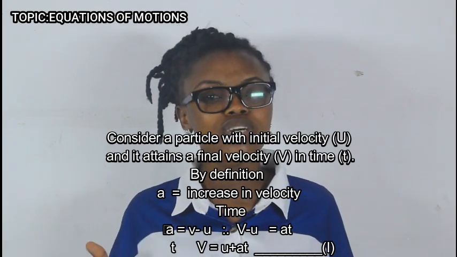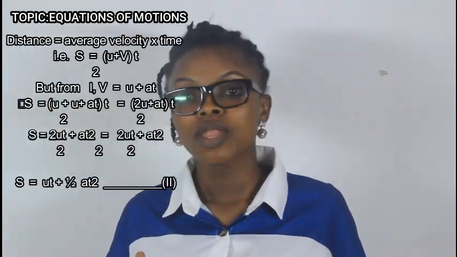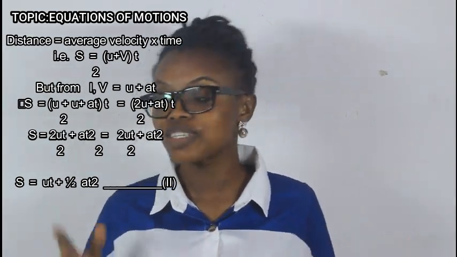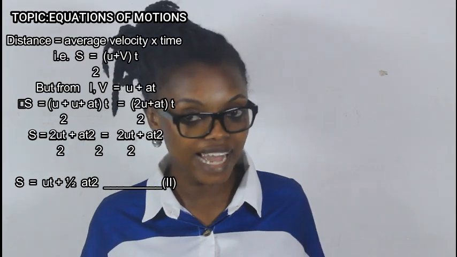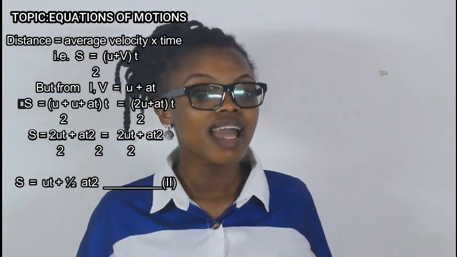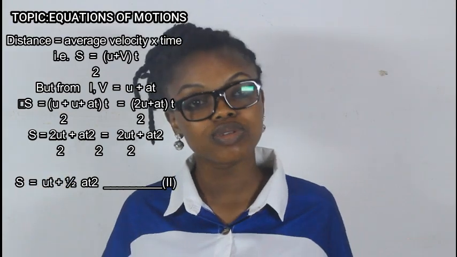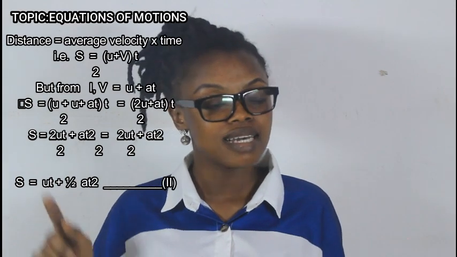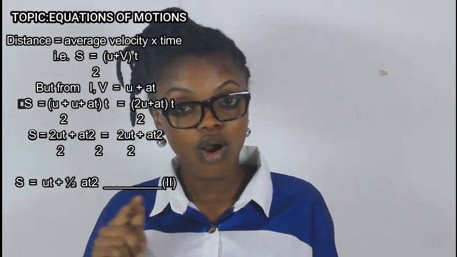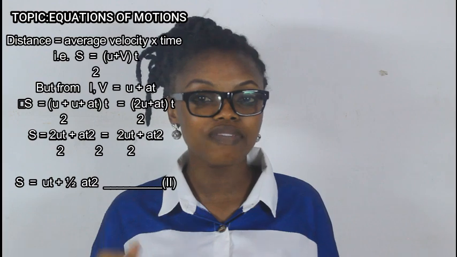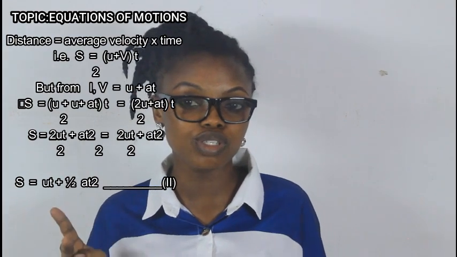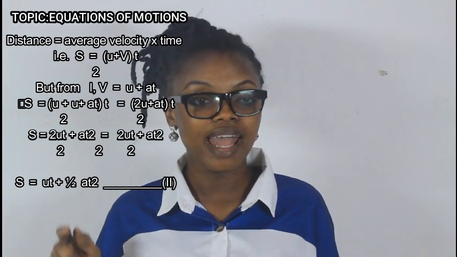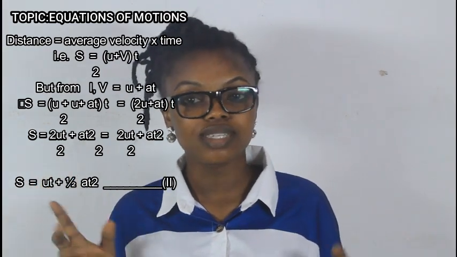Now, let us look at equation 2, in which we are going to look at distance. Distance equals average velocity times time. This is given as capital letter S equals, you open a bracket, u plus v, then you close the bracket, t, small letter t, all over 2, such that we have the final equation, which we call equation 2, as s equals ut plus 1 over 2 at squared. We call that equation 2.